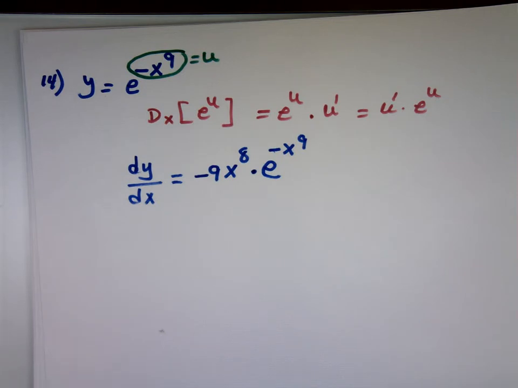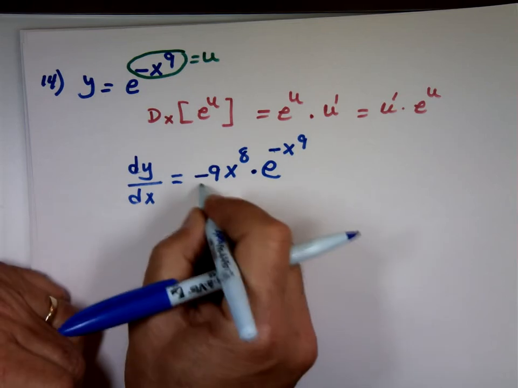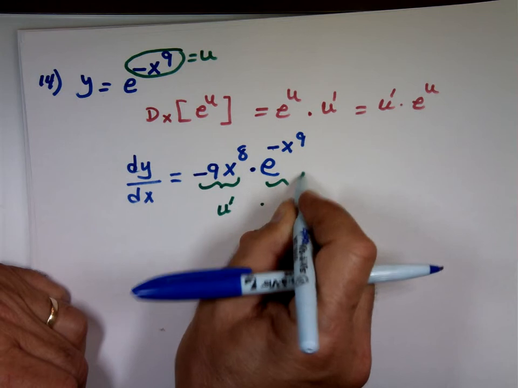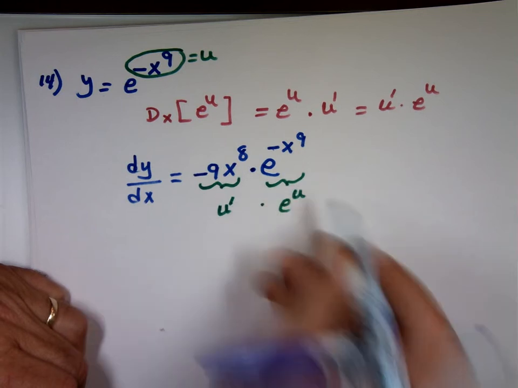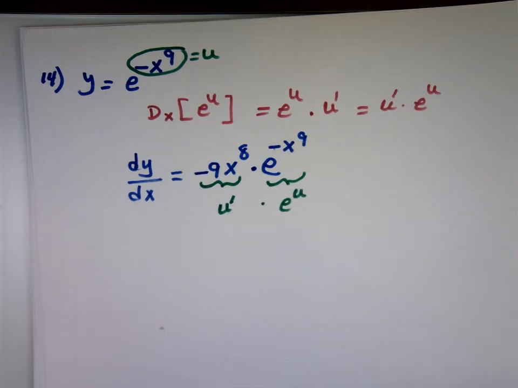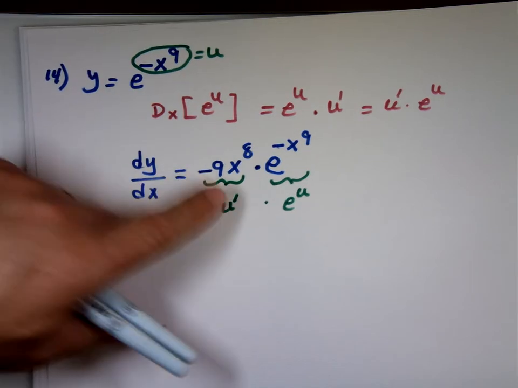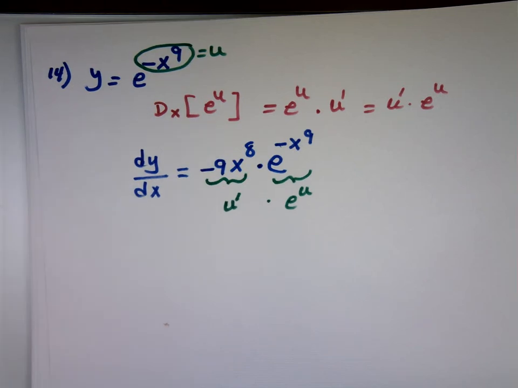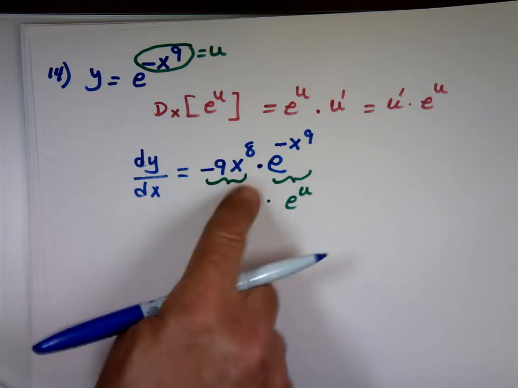So this is u prime, times this is e to the u. The derivative of the top here, negative 9x to the 8th times e to the power of u. I like that one. Short. Now, if we remember the answer to this, we'll be in good shape for the next one.